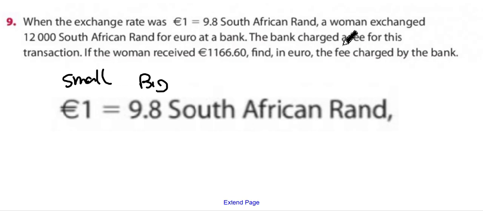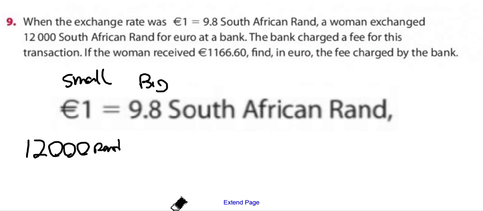Okay. A woman exchanged 12,000 South African rand for euro at a bank. The bank charged a fee for this transaction and the woman received €1,166.60. Find in euro the fee charged by the bank. Okay, here's what we're going to do. We're going to get our 12,000 rand, yeah? Should that result in a bigger or smaller number when we throw it through the exchange?